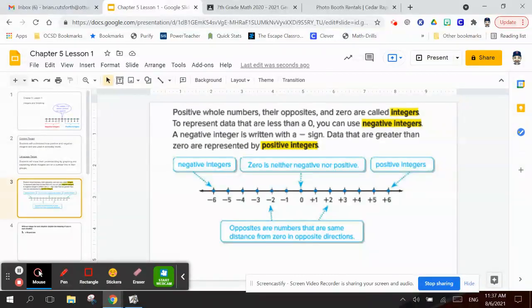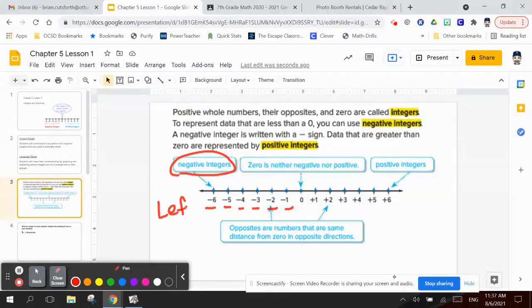So positive whole numbers, their opposites, and zero are called integers. To represent data that are less than zero, you can use negative integers. A negative integer is written with a negative sign. Data that are greater than zero are represented by positive integers. As you can see, negative integers are here. That's all the ones with a negative, and they are to the left of zero.